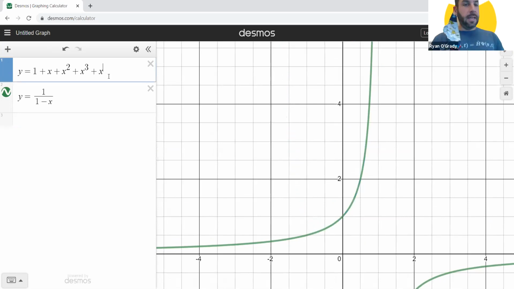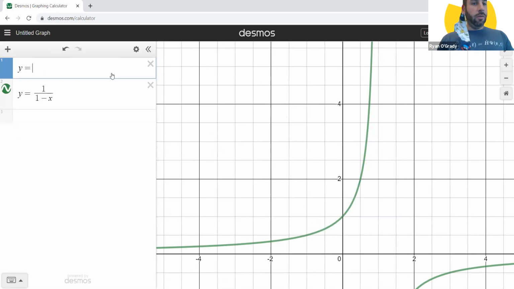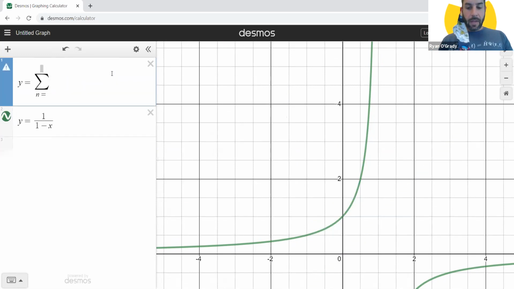Now, if I played the same game I did before, if I got cute, if I said sum, n goes from 0 to, let's say, how about we do 23 for Michael Jordan? If I do the 23 terms, what is this? This is x to the n. And there you go. Look at it. Between -1 and 1, it's right on it.